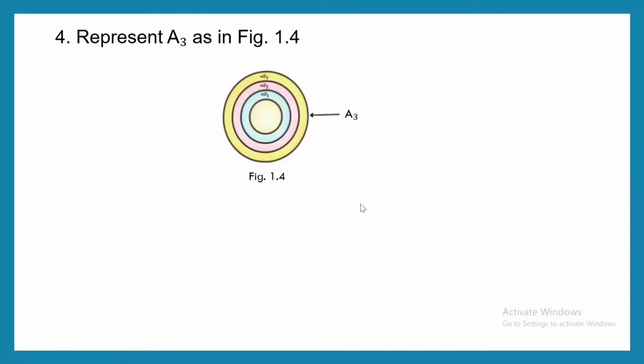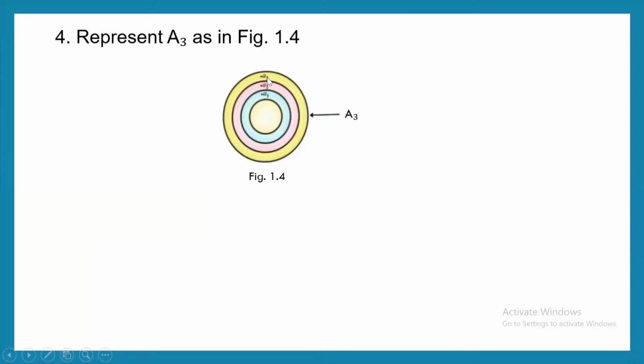Let us go on to the A3. A3 is having how many elements? It is having 3 elements, A1, A2, and A3. This was the empty set. This was the set A1, which was having one element. This was the set A2, which was having A1 and A2 as the two elements. Now this is set A3. A3 set is having 3 elements, A1, A2, and A3.